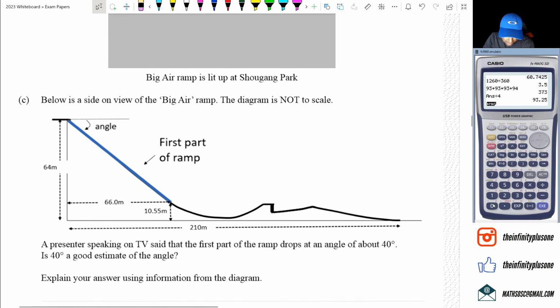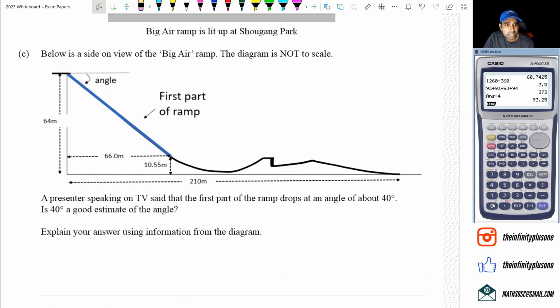All right, so the last part of this question is the side view of the big air ramp. It says the first part of the ramp drops at an angle of about 40 degrees. Is 40 a good estimate of the angle? Now, it's an interesting one, because to be honest, I don't know how many of you would have done trigonometry at this point. If you've learned trigonometry, you can use it, and looking at the schedule, they say trigonometry is not expected but is marked correct if attempted.